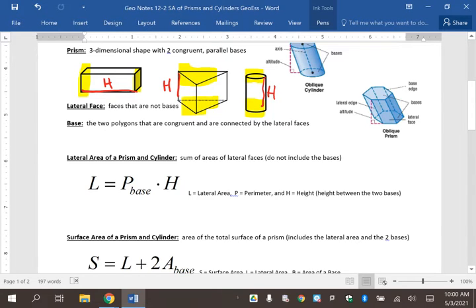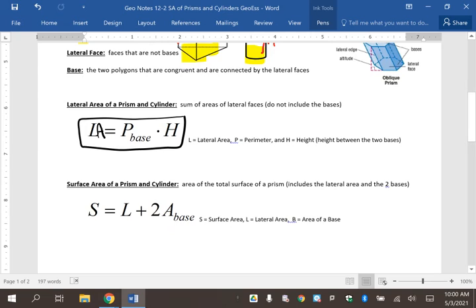So lateral area of a cylinder, I often like to write as LA. So LA is lateral area, the area around your three-dimensional figure, and that's your perimeter of the base times the capital H, height. And your surface area, I like to refer to it as SA for surface area, is that lateral area plus 2 times the area of the bases. Let's go ahead and find some lateral areas. So flip the page.